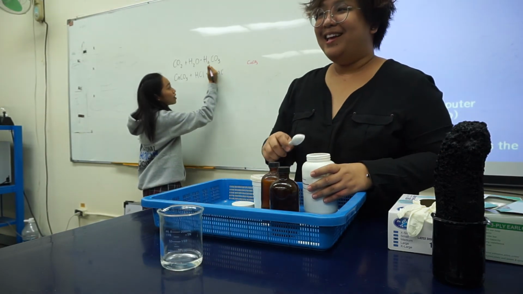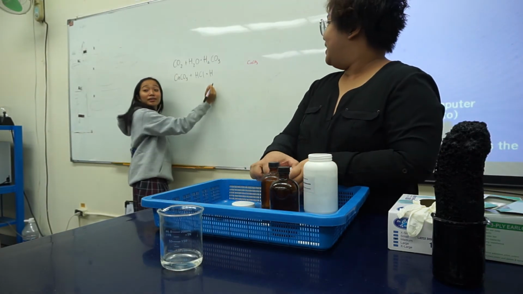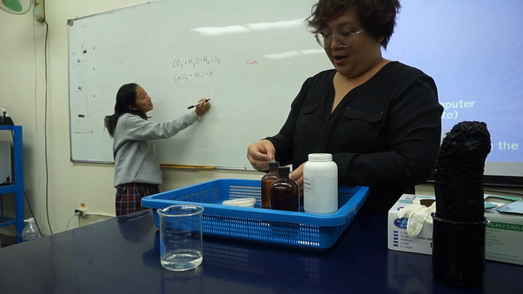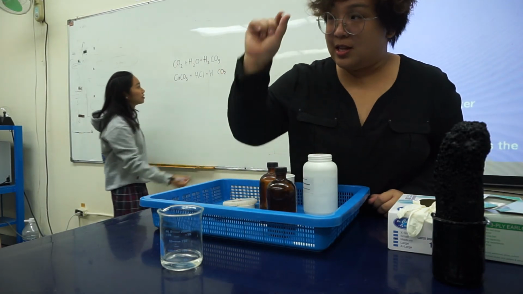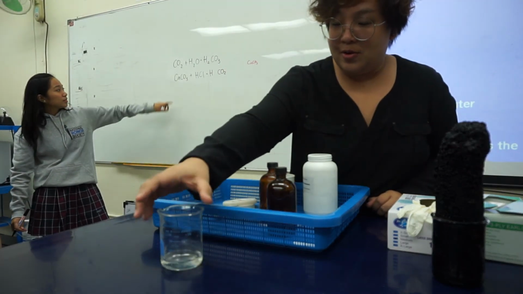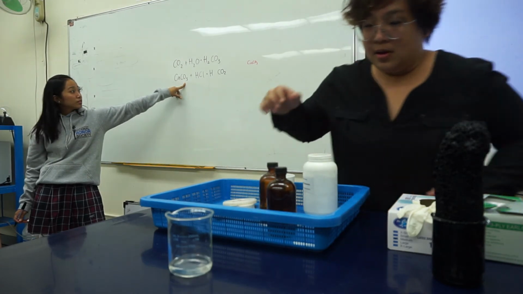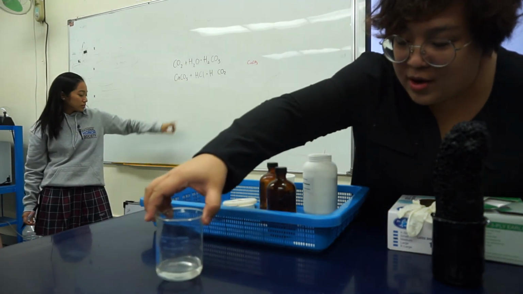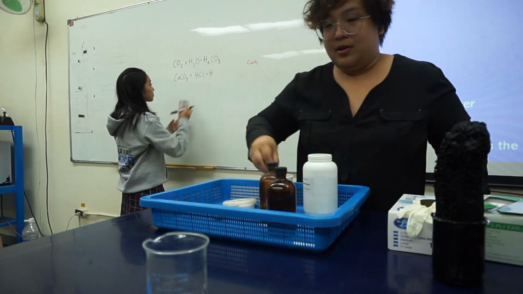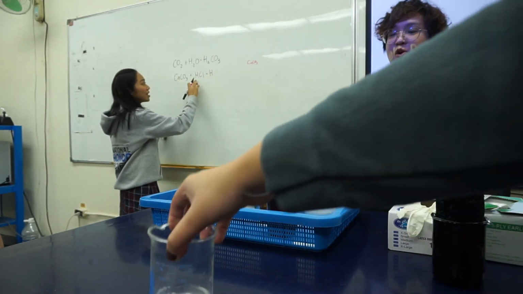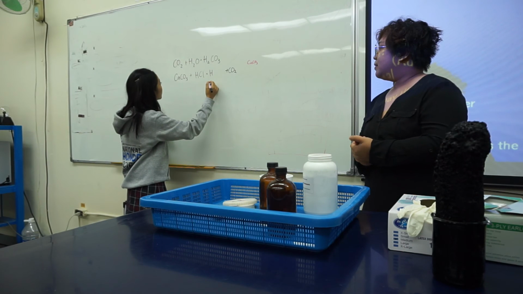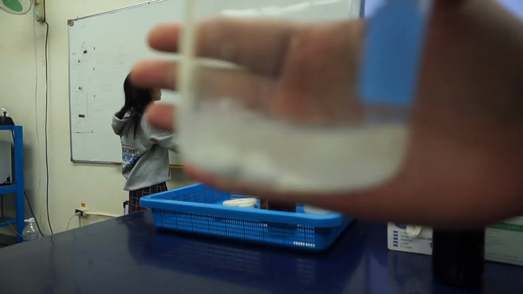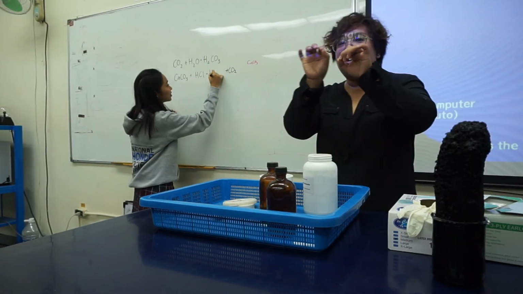This is HCl, an acid, and this is limestone, a base. Ready, set, go. If you want, go ahead and pass it around and look at the surface of the limestone. What are we looking at? Look at the surface. What do you see?